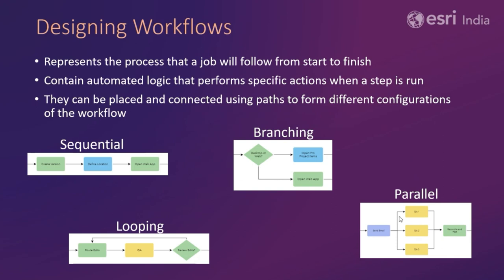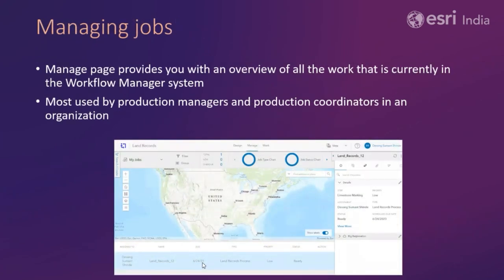Then there comes the parallel pattern. So parallel pattern is similar to a branching pattern only, except that it results in multiple steps becoming active after the previous step. So this pattern is used when responsibilities of a job span across multiple parties so that they can all work simultaneously. So as you see here, there are three steps involved at the same time so that the same kind of job can be assigned to three different users and they all can work simultaneously at the same time. So that was about designing the workflows.